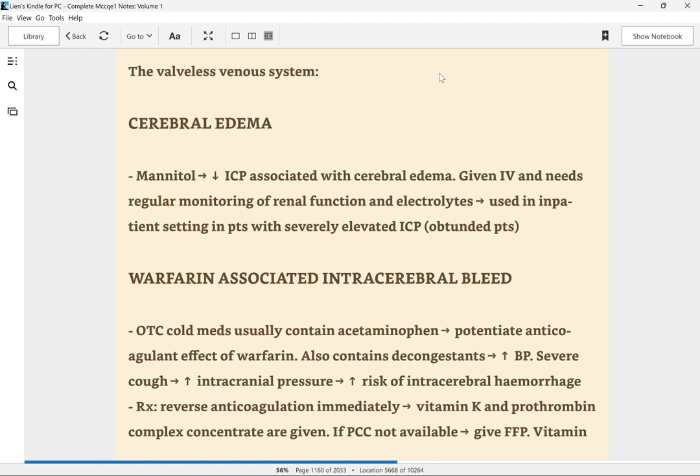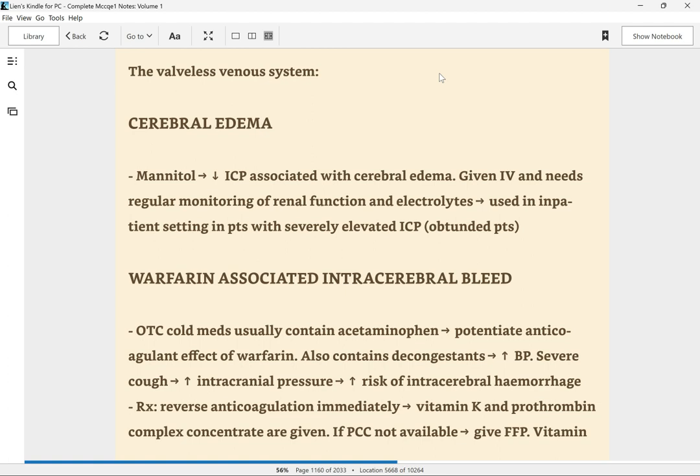OTC cold meds usually contain acetaminophen → potentiate anticoagulant effect of warfarin. Also contains decongestants → ↑ BP. Severe cough → ↑ intracranial pressure. → ↑ risk of intracerebral hemorrhage. RX: reverse anticoagulation immediately.